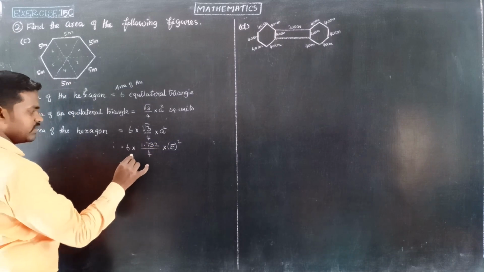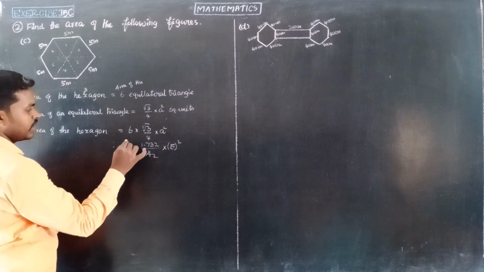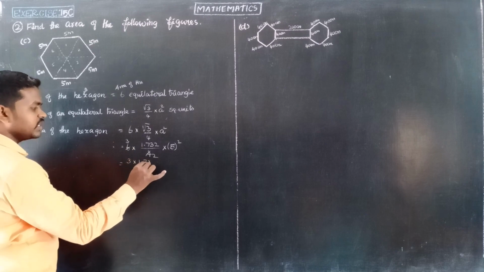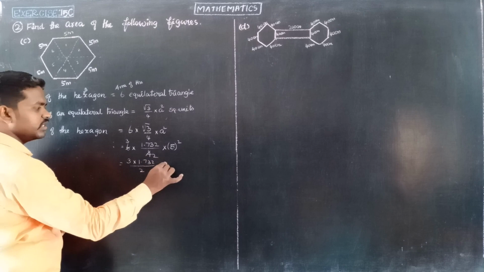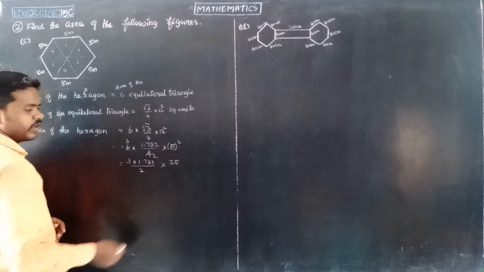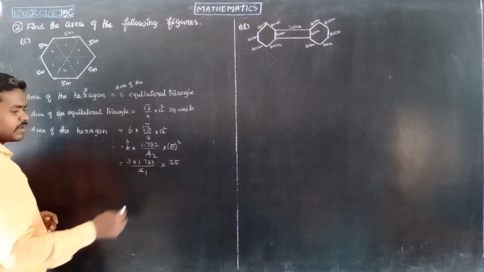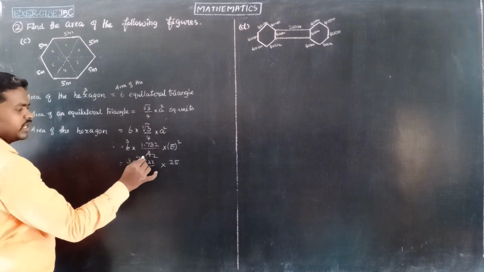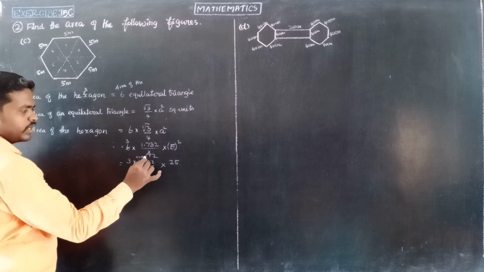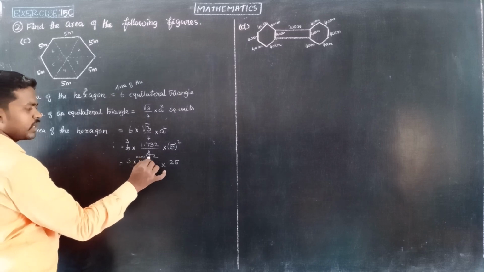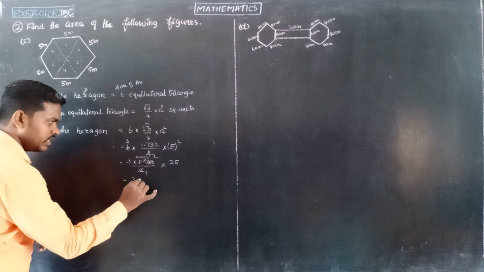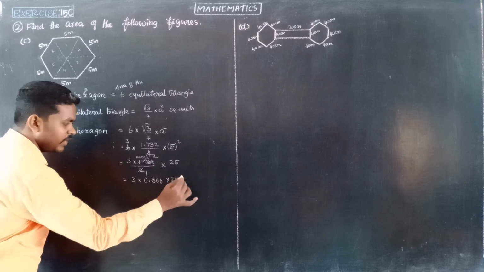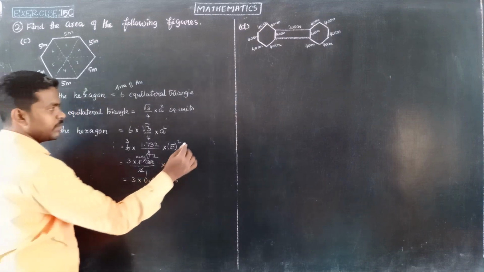So 6 divided by 4. We cancel: 2 2s are 4, 3 2s are 6. So 3 into 1.732 divided by 2, into 5 5s are 25. So 1.732, cancelling 2: 1 2 is 2. So the point, first 0 point comes. Point 8 2s are 16, remaining 1, 6 2s are 12, remaining 1, again 6 2s are 12. So 3 into 0.866 into 25. 25 multiplied by 3 gives 75.